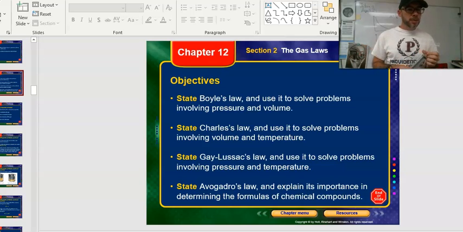So, here are our objectives from your slides that you picked up in your envelope. We've got Boyle's law, Charles's law, Gay-Lussac's law, and Avogadro's law. And you need to keep track of which person's law compares what. For Boyle's law, it's pressure and volume. For Charles's law, it's volume and temperature. For Gay-Lussac's law, it is pressure and temperature. And for Avogadro's law, it has to do with the number of particles and these other values.